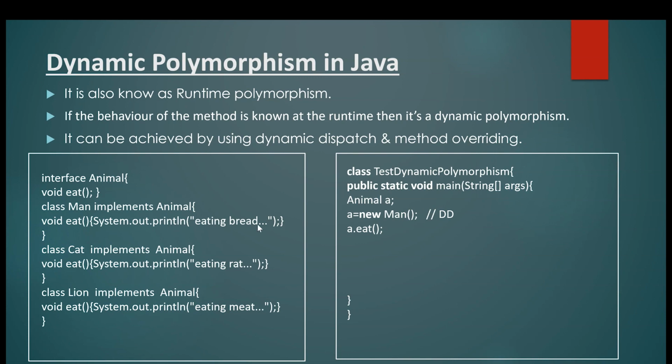Okay, and then same goes for the cat and lion. Okay, and it will print eating rat and eating meat. Now let's go back to STS and we'll try to explore the same with the help of coding to understand this concept of dynamic polymorphism in Java in a better way.